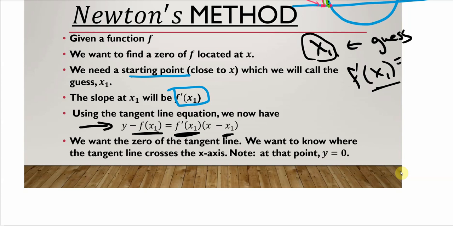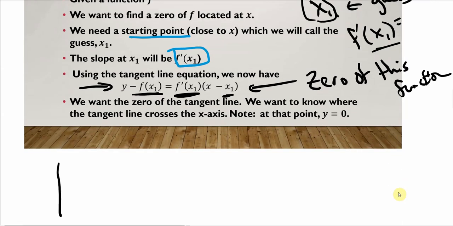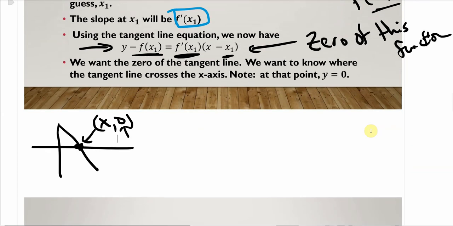So we want to know the zero of the tangent line. I want to find the zero of this function. Now, what does a zero of the function mean? Let me restate it, since it was one of the prerequisites. Here's my zero, and that point is some x comma 0. What do I notice about this? The y-coordinate is going to be 0. That is very, very important before I proceed.